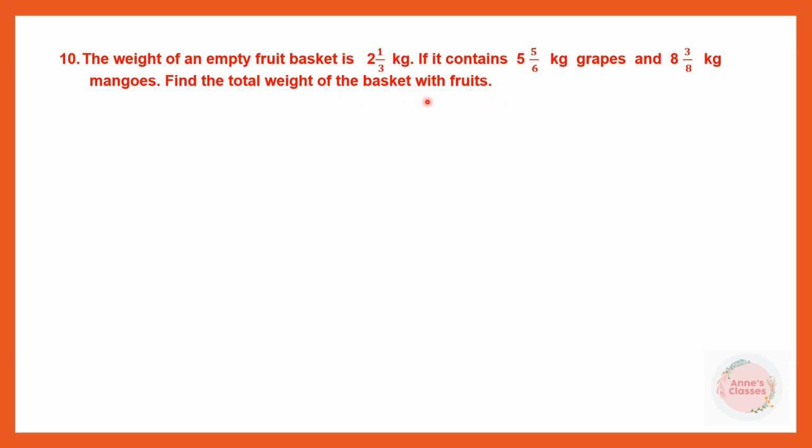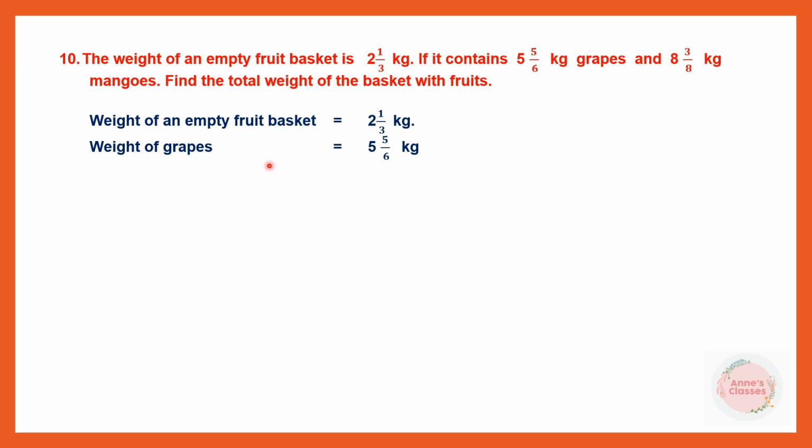So this is a word problem. So we normally have word statements. So weight of an empty fruit basket is 2 1 by 3 kg. This is given to us. Weight of the grapes is 5 by 6 kilograms. And then weight of mangoes is 3 by 8 kilograms. Now to find the total weight of the basket with fruits, what should we do? We should add up all this. We should add up the weight of the empty fruit basket and the weight of grapes and mangoes.